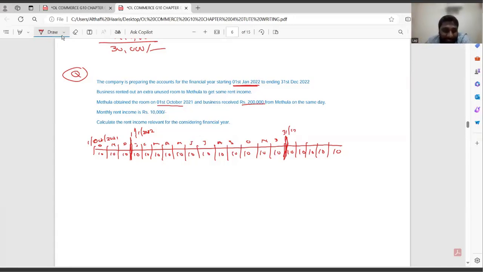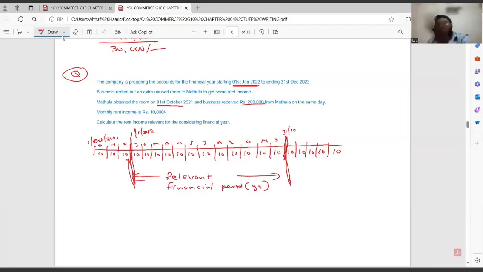This is our corridor. Relevant financial period. This is the relevant financial period for the year. What is the amount falling under our corridor? Everyone tell me. What is the amount falling under our corridor?